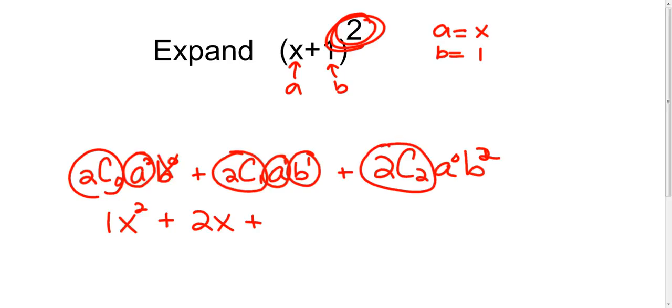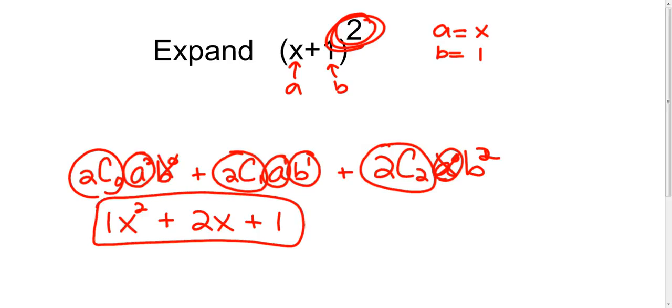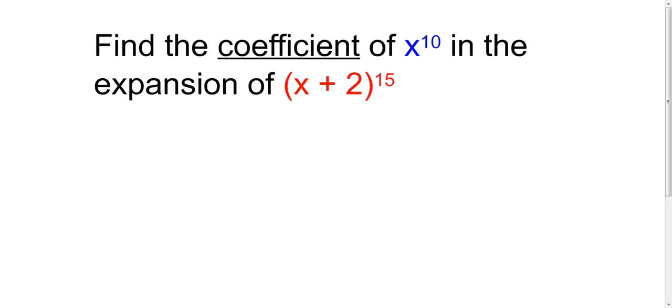2C2 is a 1. A to the 0, anything to the 0 power is 1, and I don't need it. B squared is like taking 1 squared, and 1 squared is 1. So 1 times 1 is 1, and I am done. Okay, and I know that that seems a little bit longer, but that's how you're going to do it, even if you have longer terms to think about. Okay, so we're going to do a couple more of these so that we can practice.